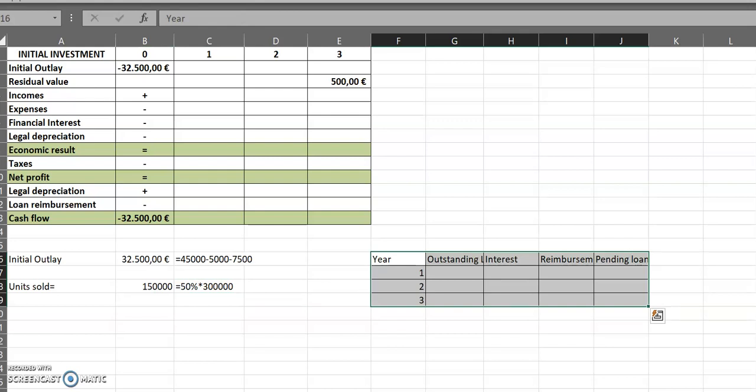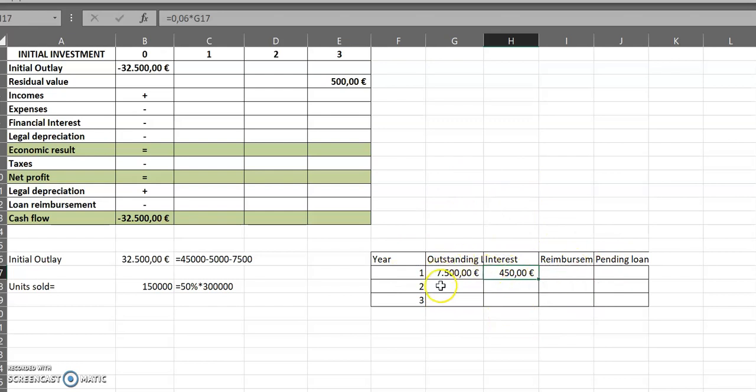We're going to work now on the loan, and it says the company has a loan of 7,500. So that's the loan itself, the total loan. And it says there's an interest rate of 6%. So in order to get the interest for year 1, we're going to multiply the 7,500 by the 6%. It also says that the loan is going to be reimbursed in 3 years, in the same amount each. So that's why our chart is only for 3 years.